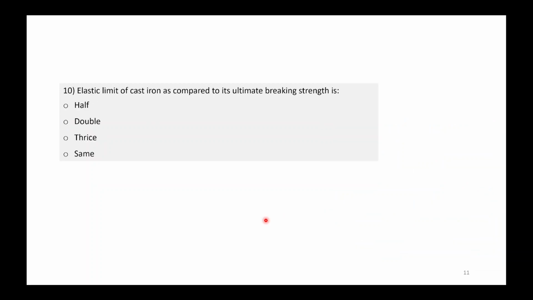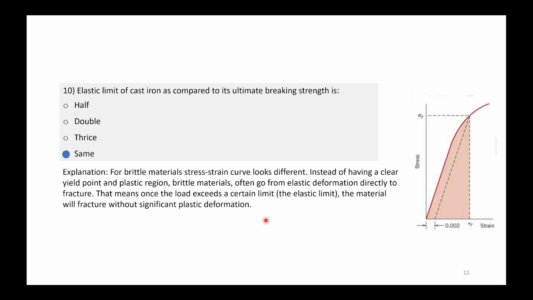Now question 10: elastic limit of cast iron as compared to its ultimate breaking strength is half, double, thrice or same? Cast iron is a brittle type of material, so it shows a very low amount of permanent deformation. Both the elastic limit and the ultimate breaking point are almost the same, so it will be similar. The breaking point will be around here for cast iron.